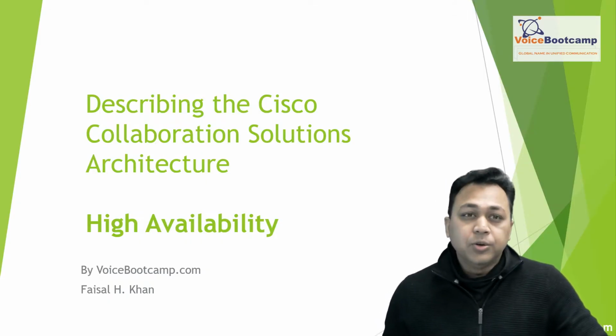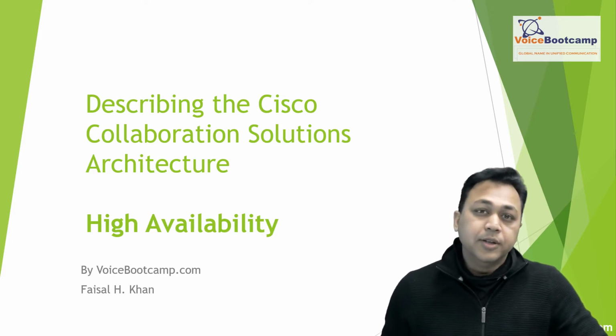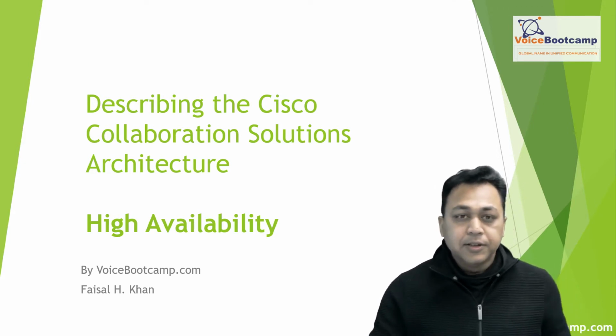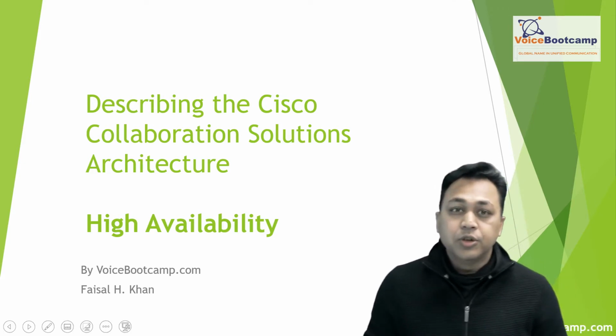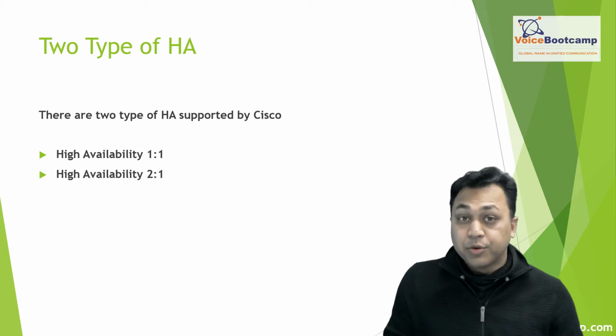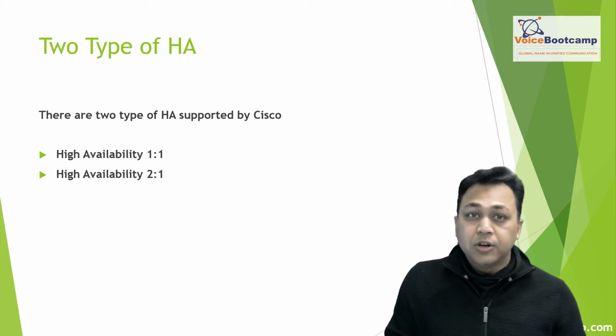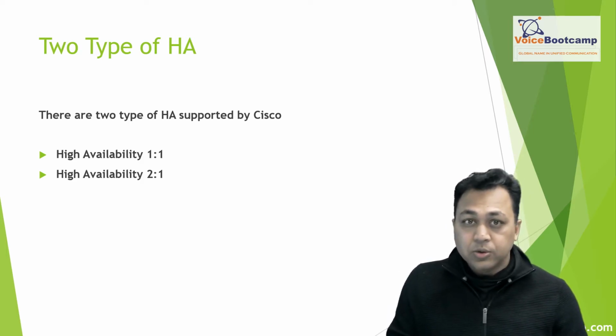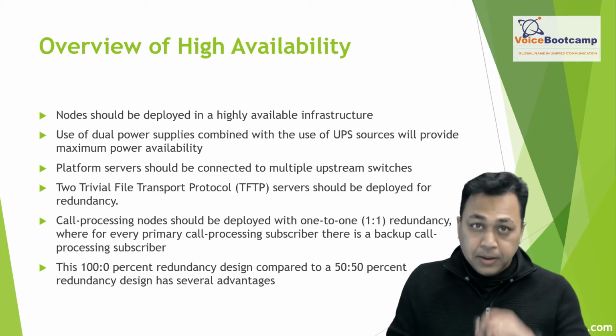Hi, in this video, I'm going to talk about high availability. Now, high availability is very important when it comes to deploying a Cisco collaboration solution. There are two types of high availability supported by Cisco. One is what we call a one-to-one ratio, and the other is a two-to-one ratio.